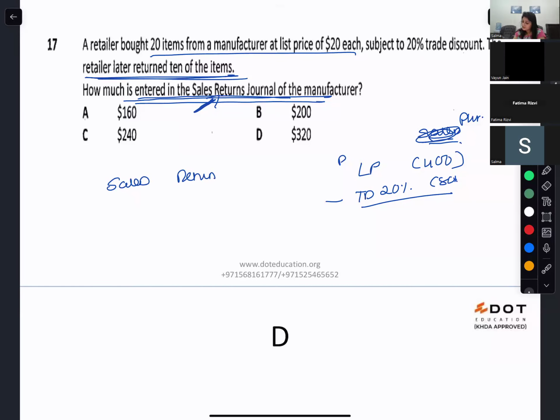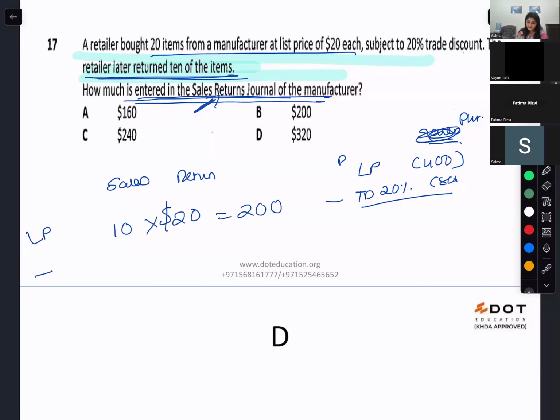How much is returned? Oh, the retailer returns 10 of the items. So 200 items, 200 times... minus? That's 40. Minus what? 200 minus 40, darling, 160.